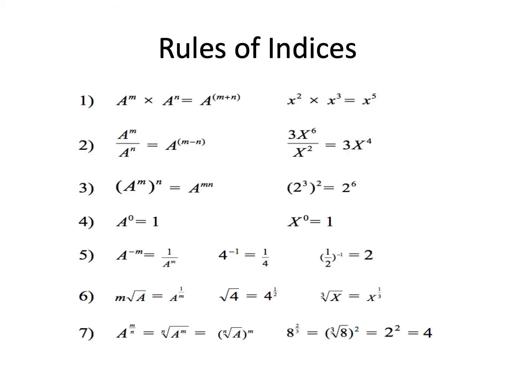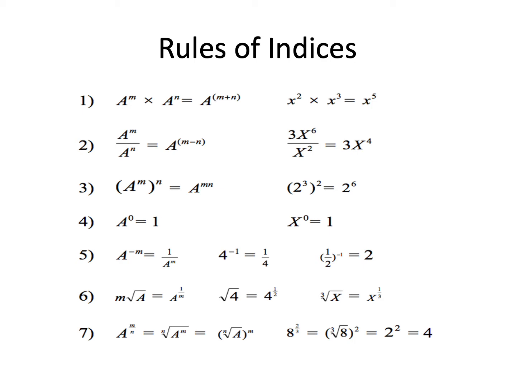Given below are the rules of indices. Here I have listed 7 rules of indices. The first one, as you can see, is the multiplication law of indices. That is, a to the power of m multiplied by a to the power of n gives you a to the power of m plus n.